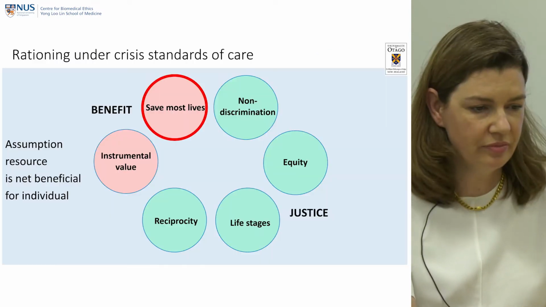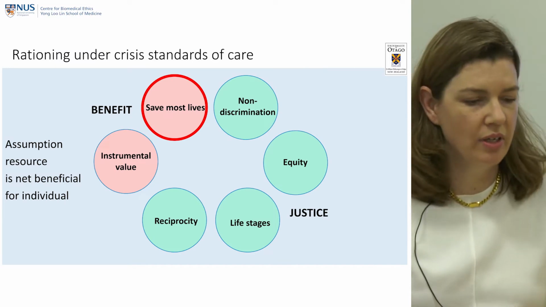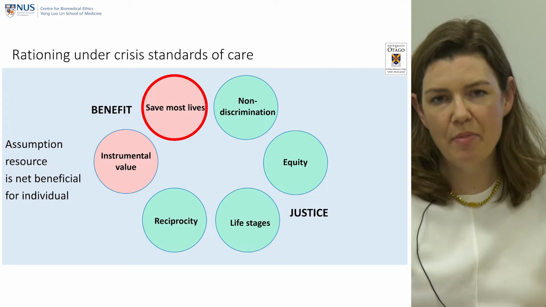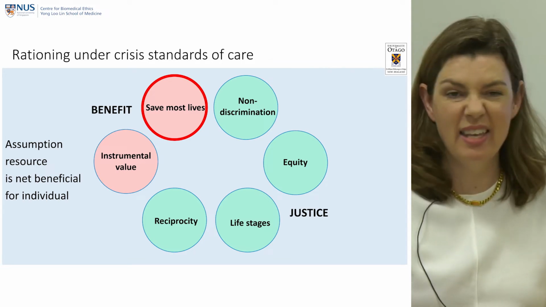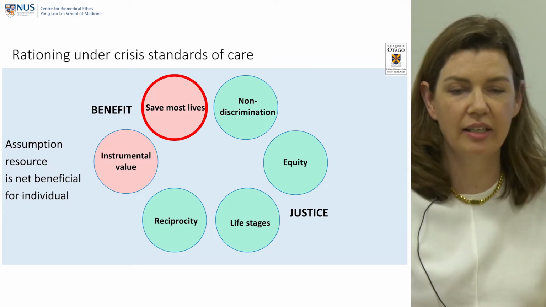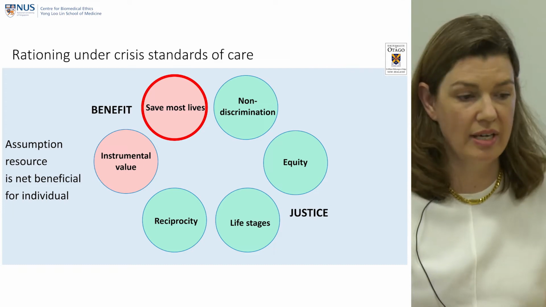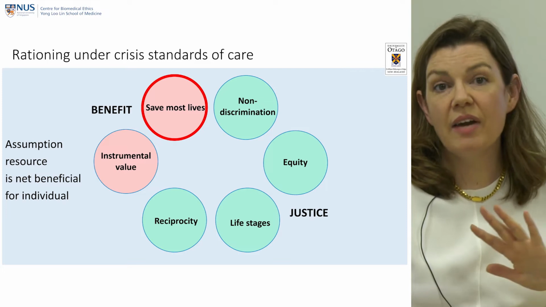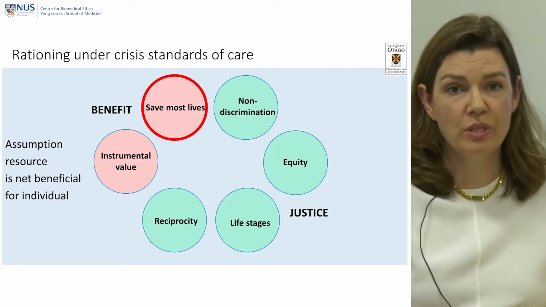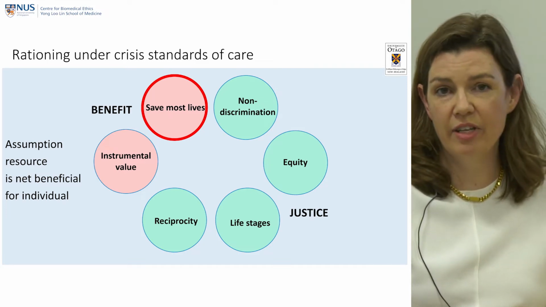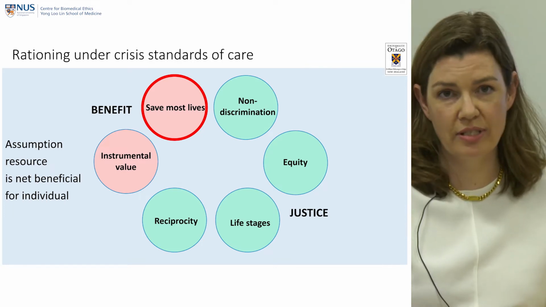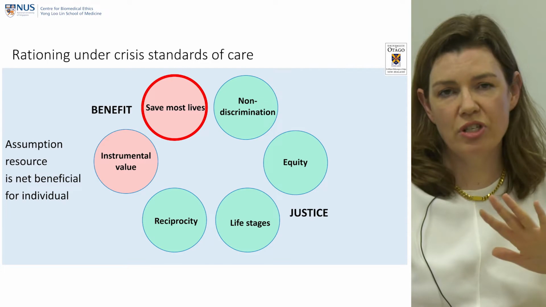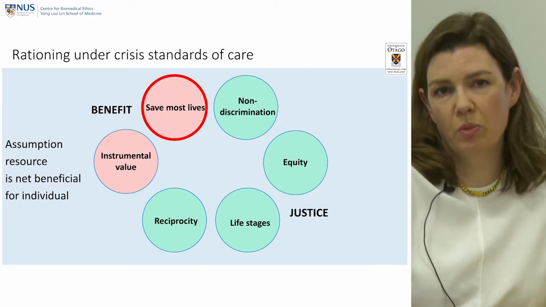Unpacking things in a little more depth, this is a model of some of the principles that we see in the ethics literature around rationing resources under crisis standards, so crisis care standards. For most of the literature, there's a background assumption that all the resources will be in the individual's net best interests. I'm going to challenge that a little bit when we come to ICU, but I think in the literature, that's a general background assumption that everybody wants the resources.